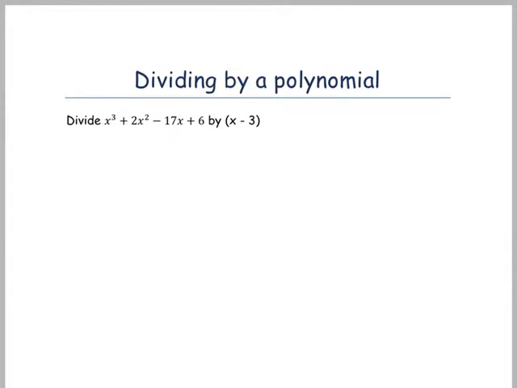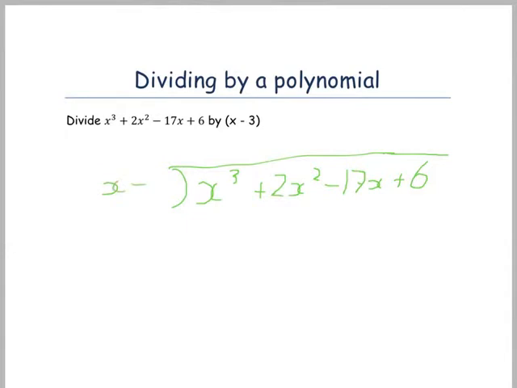So let's just redraw this a little bit lower because I need to write above it. We've got this expression, we're told, x cubed plus 2x squared minus 17x plus 6. And we're dividing this expression by x minus 3. Now, if this is a factor of x cubed plus 2x squared minus 17x plus 6, we should end up with no remainder.